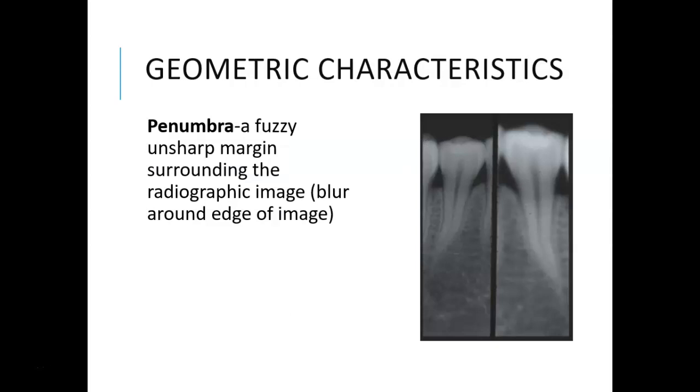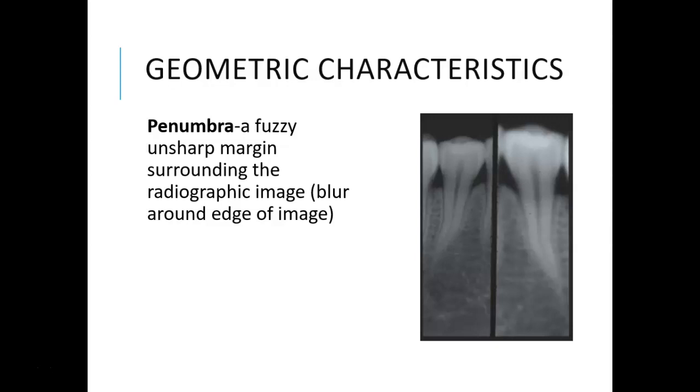How am I going to pronounce this word? I was looking at it earlier. Penumbra, I think. So that is referring to the fuzzy outline of an image, the unsharp margin surrounding the radiograph, or the blur. And it's really impossible to eliminate 100%. I think as technology improves, penumbra is probably getting better. But a lot of times you go into an office that is still using older equipment because it's very expensive. So unless you have something that's very updated, penumbra is almost always in an image.